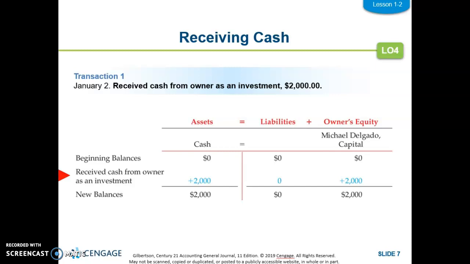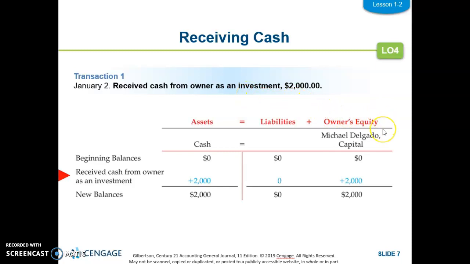Now, in every transaction, there are going to be two accounts that will be affected. And also remember that our accounting equation always has to be in balance. So we received cash from owner. Cash is going to be our account title, and cash is something of value that we own, so it is an asset. So we received cash, we got cash, so cash is going to increase by $2,000, so we would do plus 2,000.